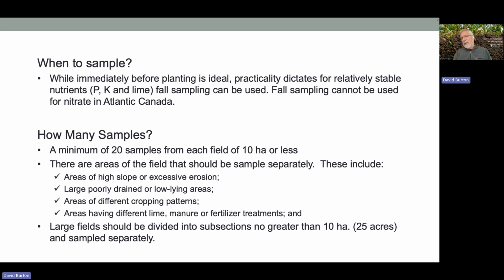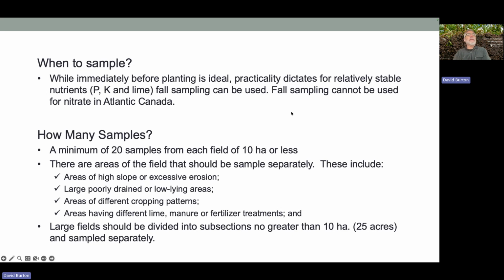When to sample? Well, again, this is somewhat an issue of practicality. Oftentimes soil samples are collected in the fall because that's when we have time to sample it, and that's when the lab has time to do the analysis and get the results back to you. Spring sampling is problematic in terms of it's a very busy time of year, and oftentimes the lab simply won't be able to turn it around quickly enough for you to use that to inform that year's nutrient management planning.